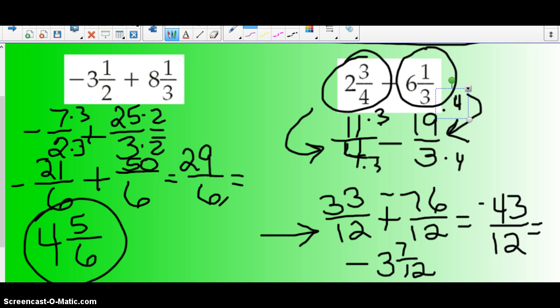And then you'll notice I changed the problem down here to add the opposite. It was originally 33/12 minus 76/12, but then I did add the opposite so that I had an addition problem. Carried my 12 denominator to the end here. We've got 33 plus a negative 76 is negative 43. This is an improper fraction. And then I took it and changed that from an improper fraction into a mixed number, negative 3 and 7/12. Hopefully you were successful all the way through with that one.